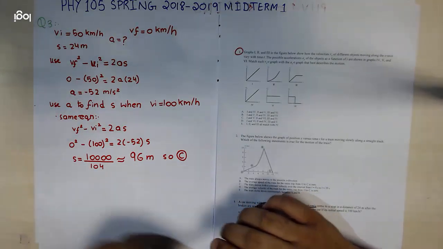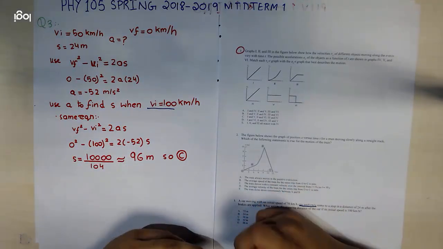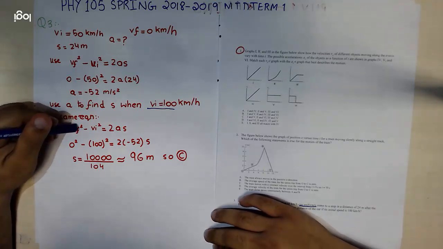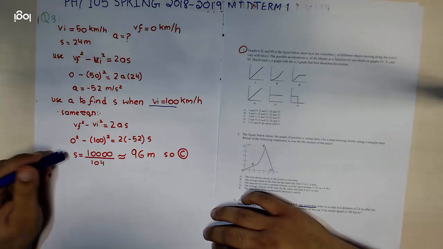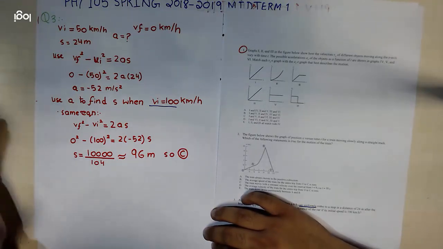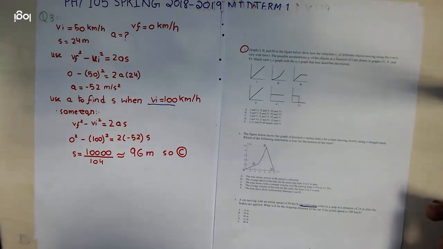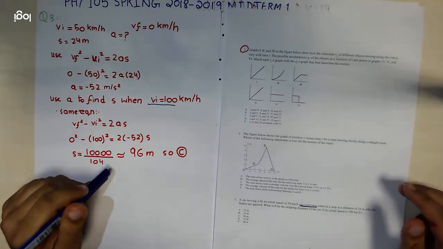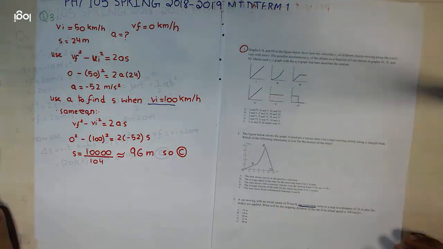Let's find the stopping distance when the initial velocity is 100 kilometers an hour. Use the same equation, it's very easy. Plug in the numbers. I won't do the maths here, it's very basic math. So our stopping distance will be around 96 meters. It's the nearest to option C, which is 96 meters. So C is the answer for question 3.